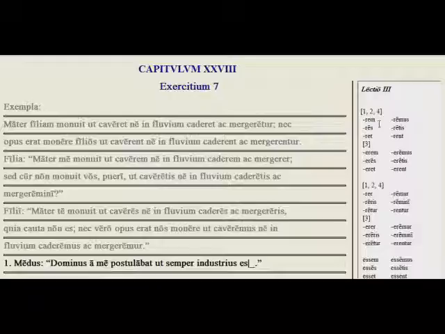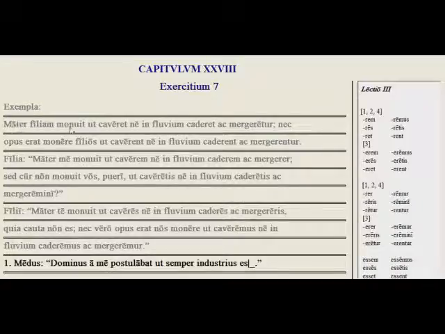This is chapter 28, lesson 3, exercises. Here we have practice with the active first, second, third, and fourth conjugation imperfect subjunctive, and then we have the passive imperfect subjunctive, and also the imperfect subjunctive of sum: essem, esses, esset, essemus, essetis, essent. So read along here.